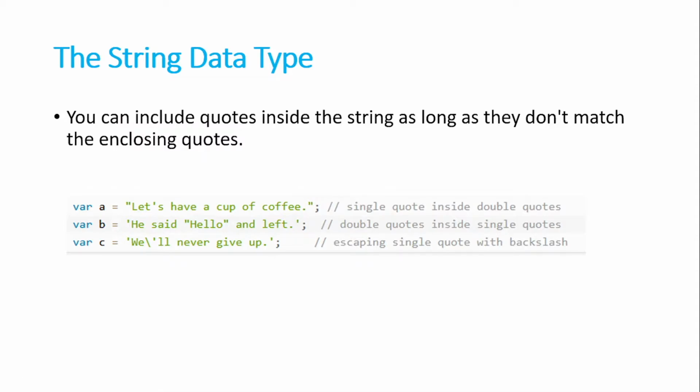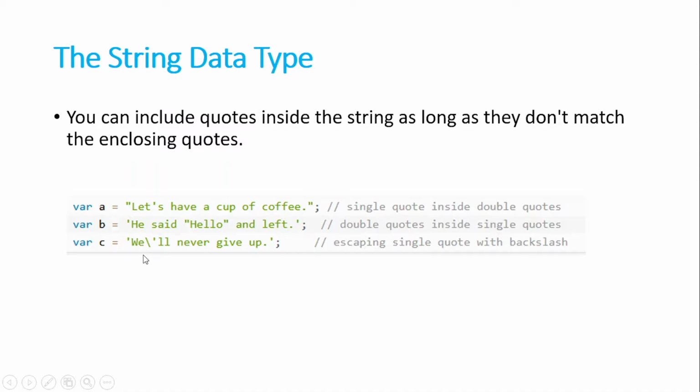You can include quotes inside the string as long as they don't match the enclosing quotes. You don't have to use matching quotes in between the text. You should use the opposite. If you're using double quotes outside, then you can't use double quotes inside; you have to use single quotes. And if you're using double quotes inside, then you have to use single quotes outside, because you cannot use single quotes inside if you're enclosing the string with single quotes.